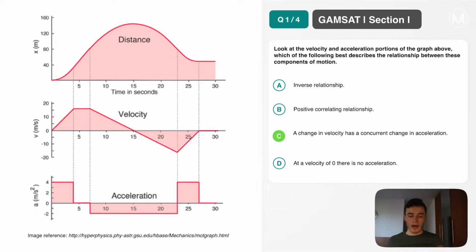And indeed, a change in velocity does have a concurrent change in acceleration. D, I actually hadn't looked at there. A velocity of 0, there's no acceleration. That's also not true. I should have clarified. That's an important thing to clarify, actually. But as you can see, at a velocity of 0, there's no acceleration.